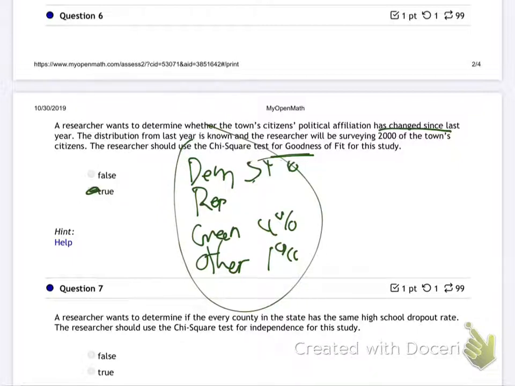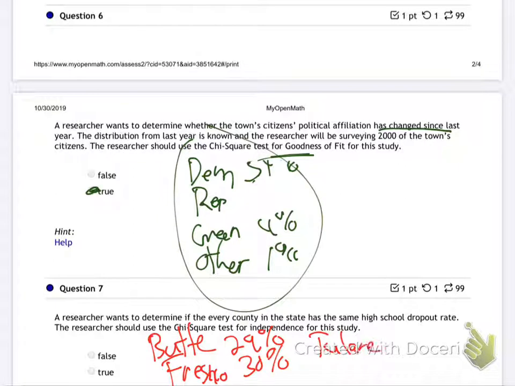So think about what they want to do. They want to go county by county. Butte County: what's the dropout rate? 29%. Fresno County: maybe 30%. Tulare County: 28%. On they go. They want to take all those counties, find the dropout rate, and find out if they all have the same dropout rate or different.